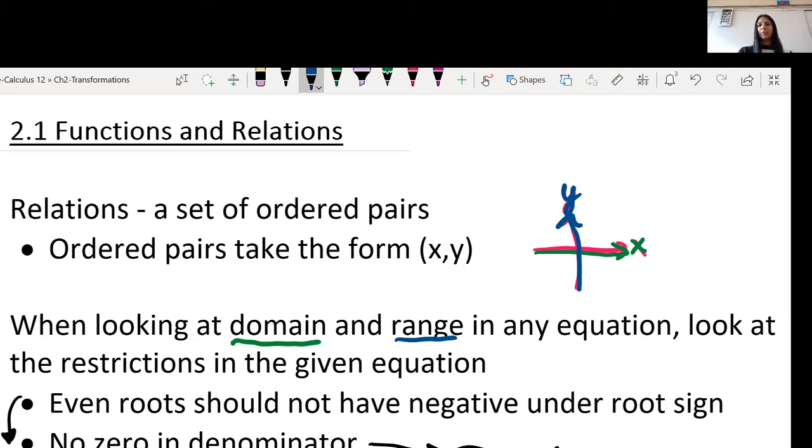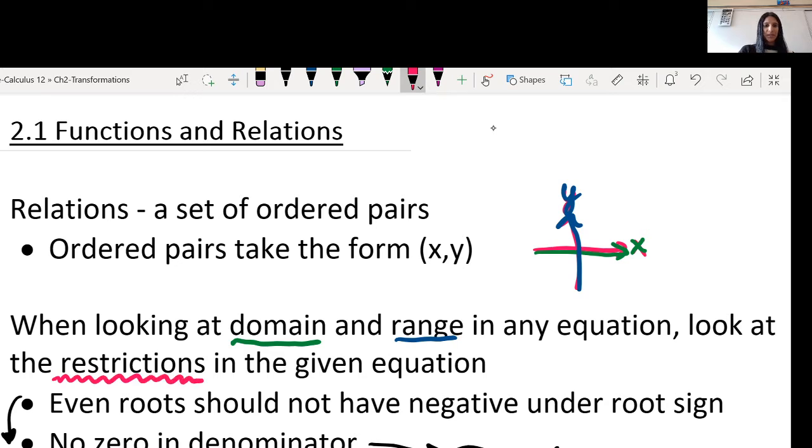So when looking at the domain and range in any equation, look at the restrictions in the given equation. This also you'll see as a theme throughout the whole course. The first thing that you want to look at in your equation is if there are any restrictions, because that's going to help guide us with what we're working with and how to graph it out, if that is something that we're going to be doing. So, a couple of things to watch for when I talk about restrictions.